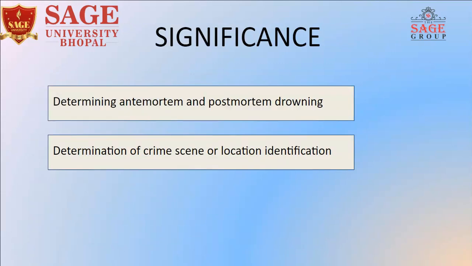Now let's focus on the significance or importance of diatoms. First is determining antemortem and postmortem drowning. For understanding this, we need to first understand what is drowning. So, drowning can be defined as respiratory impairment when air is not able to enter the lungs due to submersion or immersion of mouth and nostrils into water or any other type of liquid.